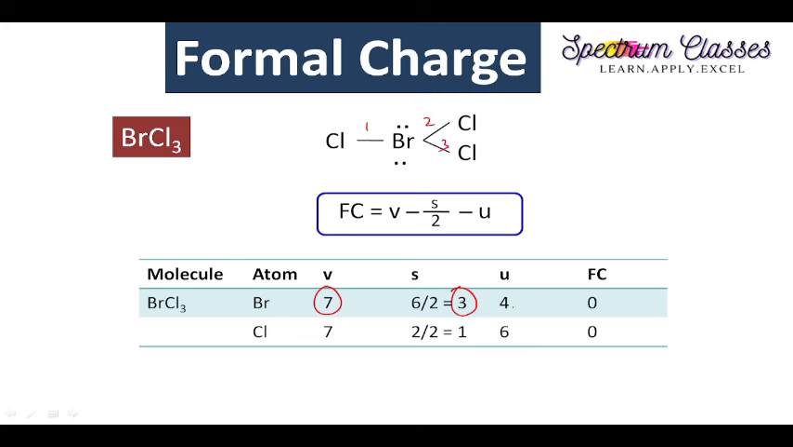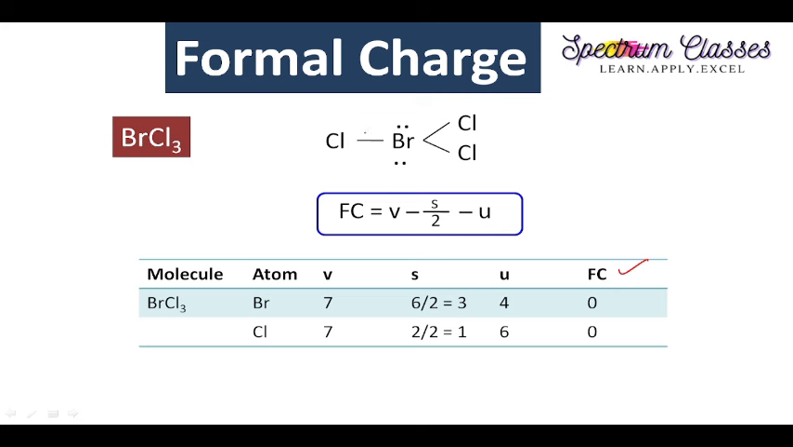Now the number of unshared electrons. The unshared electrons are 1, 2, 3 and 4. So 4 unshared electrons are there. Now we are going to put all the values here: 7 minus 3 minus 4. This gives us 0. So here the formal charge is 0. Only these 3 values you need to know to calculate the formal charge.